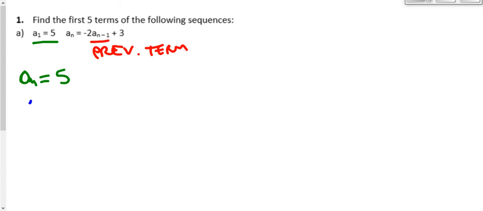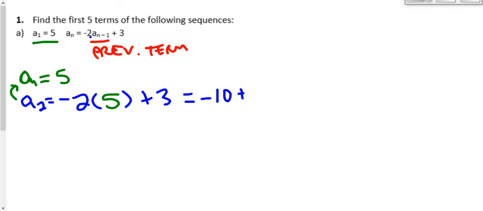We'll move on to find a sub 2, and in order to find a sub 2, I'm going to have to use this formula. I'm going to have to do negative 2 times the previous term plus 3. The previous term for the second term is the first term, so I'm going to have to plug in the first term, which is 5. Let's go ahead and solve that. Negative 2 times 5 is negative 10. If we add 3, we get negative 7 for an answer. So a sub 2 is negative 7.